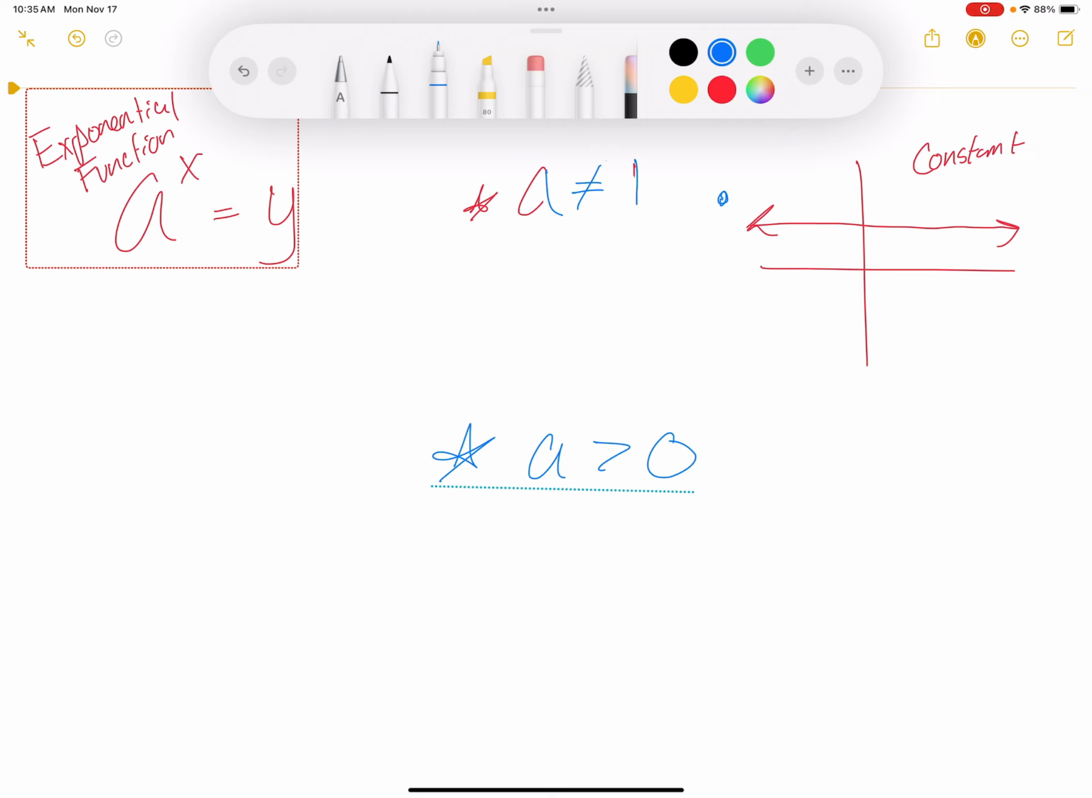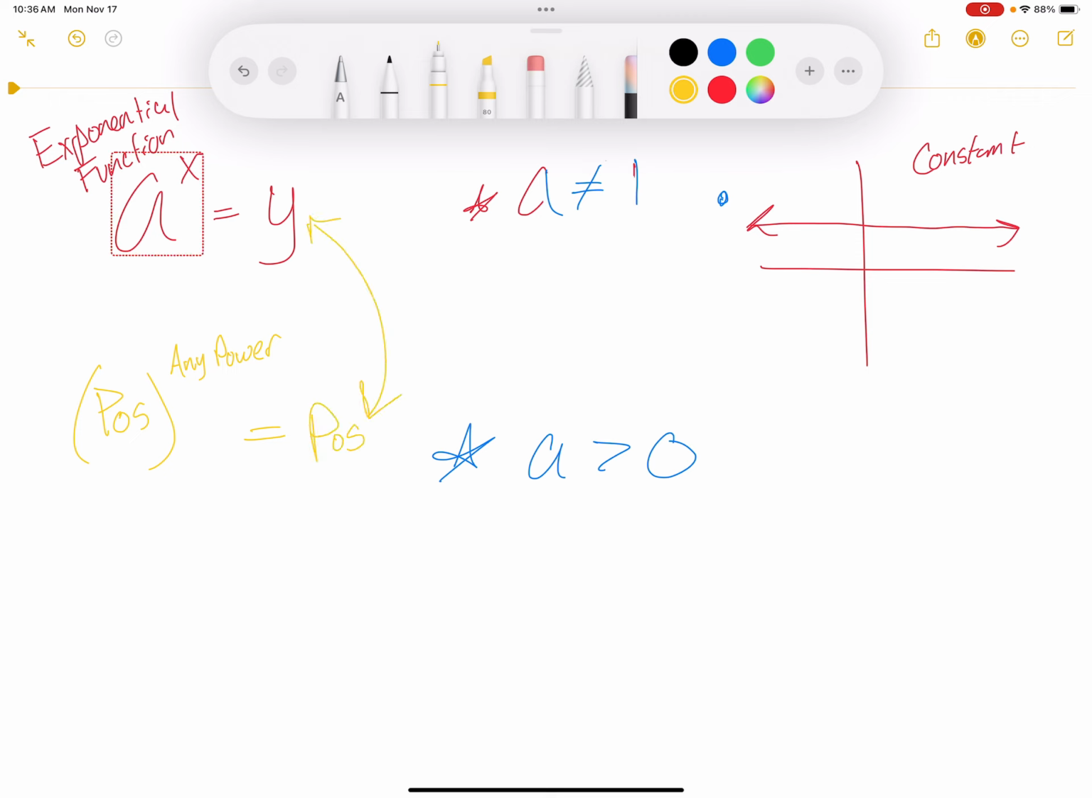If we think about that, a is not equal to 1 and a is a positive number. That means something for y as well. A positive number, not equal to 1, to any power is going to remain positive. So that tells you that y has to be positive. So these two lead me to say that y is also greater than 0. That's just for exponential functions.